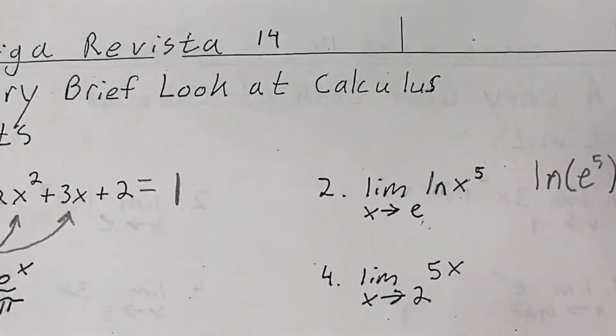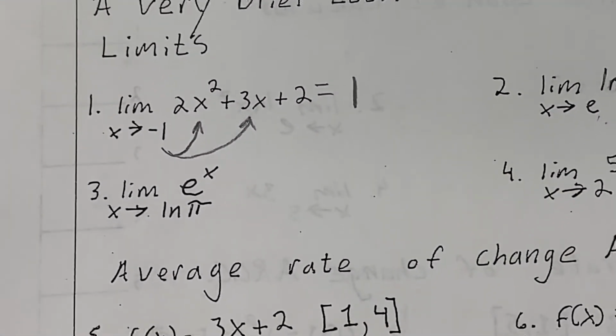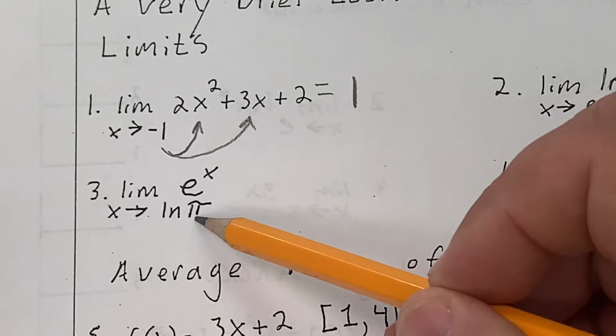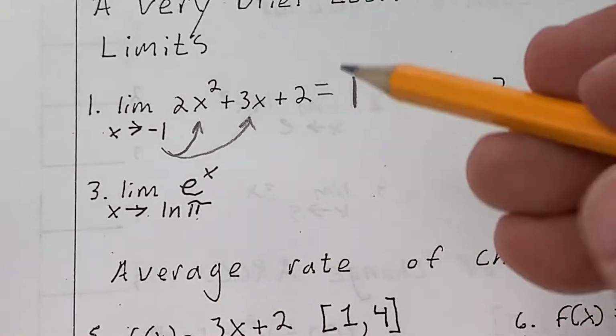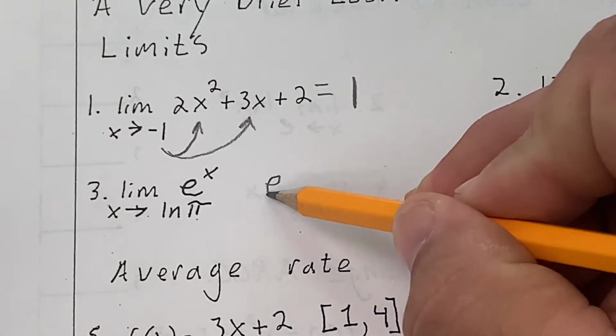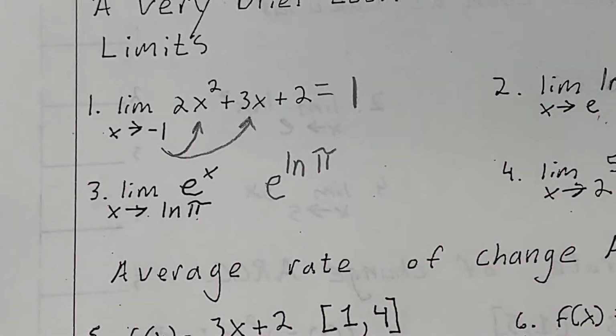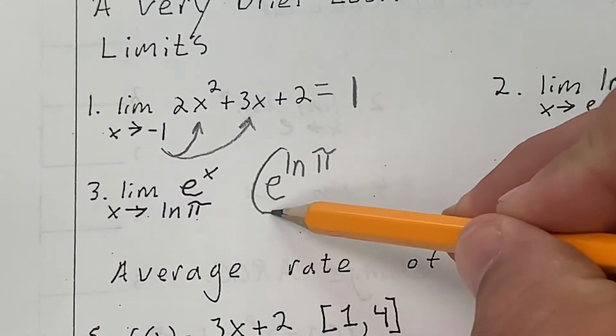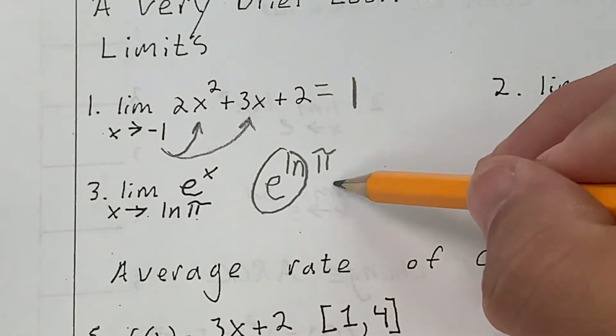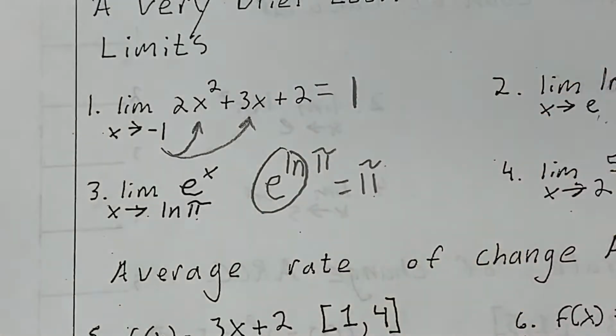So now this one's a little bit different. This one is the limit as x approaches ln of pi of e to the x. So the plug-in is going to be e to the ln of pi. Again, I can do this one in my head. The e and the ln cancel each other out, and your answer is just going to equal pi.